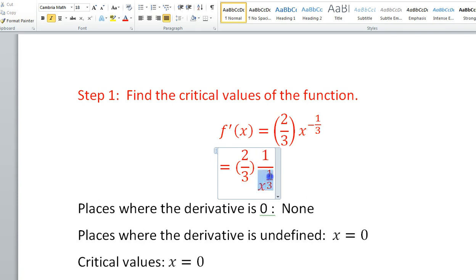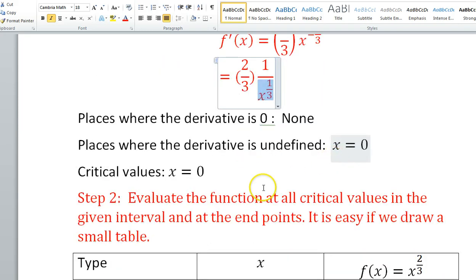And what's that? If you put 0 here, you get 1 over 0. Can you see that? There is a denominator, but be very careful. Wherever the denominator becomes 0, the derivative is undefined. The denominator is 0 when x is equal to 0. So if we plug in x equals 0, the denominator is 0, which means f prime is undefined. That means x equals 0 is a critical point, and that's the only critical point.